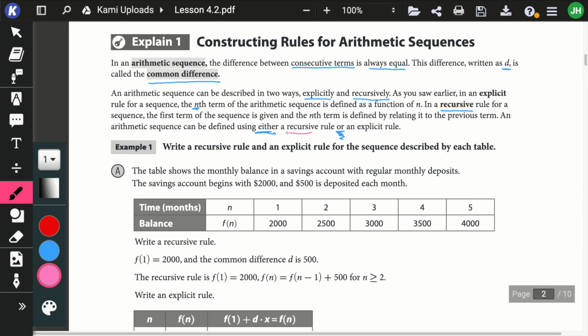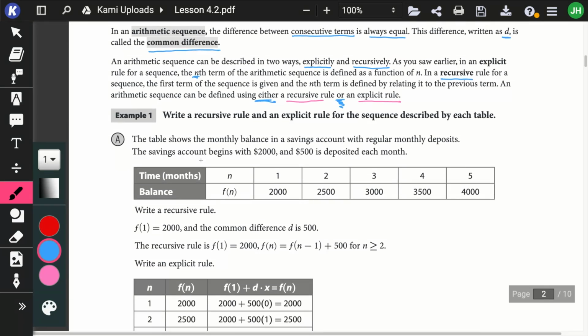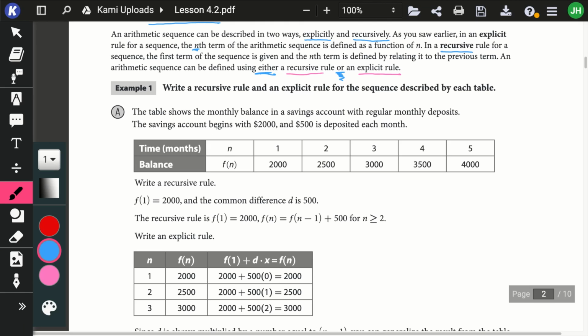And what we're going to do today is we're going to practice and learn how to do both. Okay, so let's look at an example here. We're going to write a recursive rule and an explicit rule for the sequence described by each table. The table shows a monthly balance in a savings account with regular deposits. The savings account begins with $2,000 and $500 is deposited, that means put in, each month.